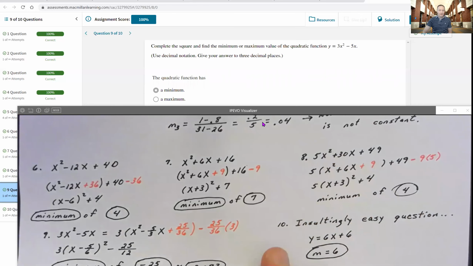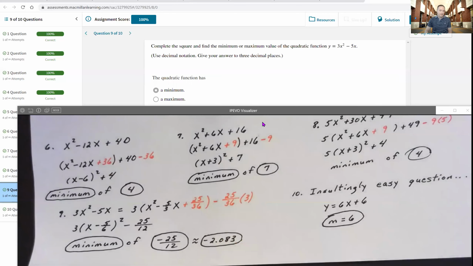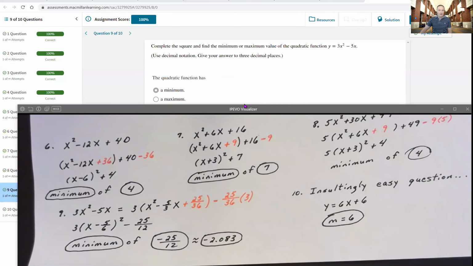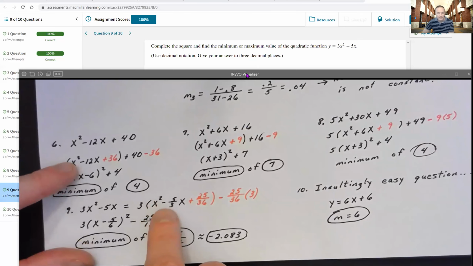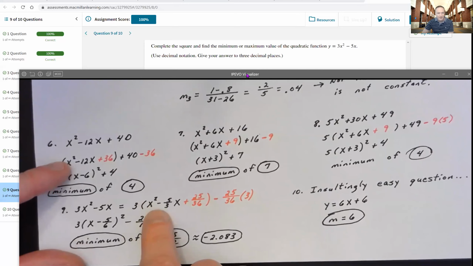Now, if you're thinking that one was fun, I like the next one even more. It asked me to complete the square and find the minimum or maximum value of 3x squared minus 5x. Now, first question, easy. You already know it's a minimum. There's no question about that because it's a positive parabola there. So now, if I'm looking at how that's going to be worked out, though, I would go in and say, well, all right, I had 3x squared minus 5x.